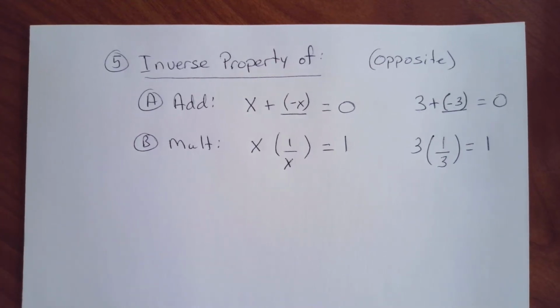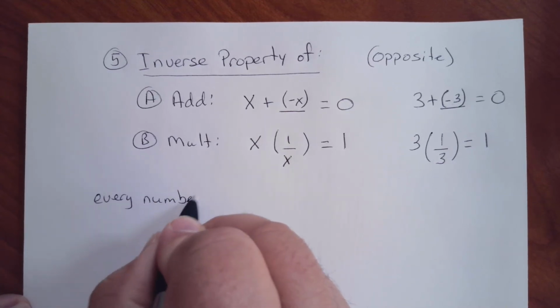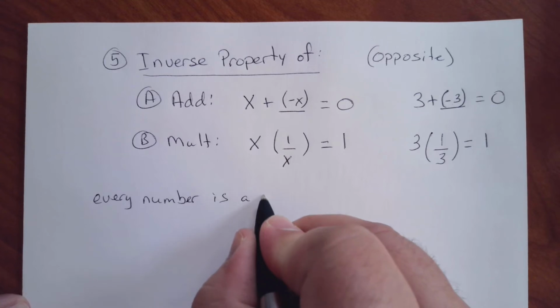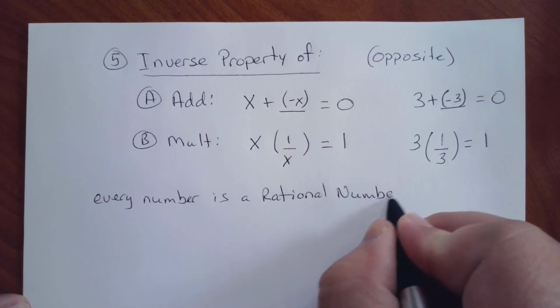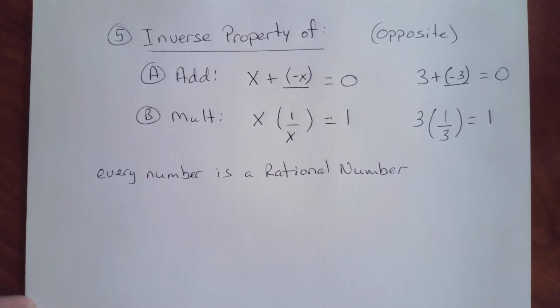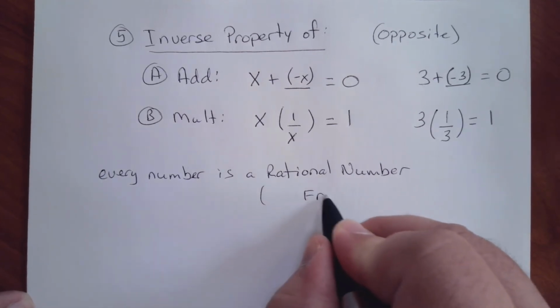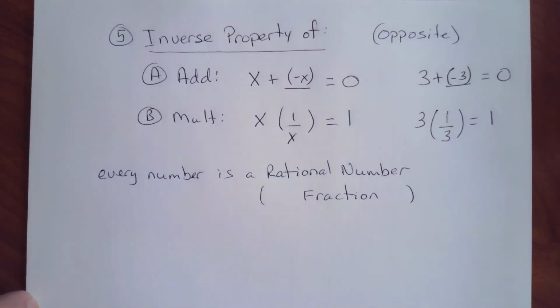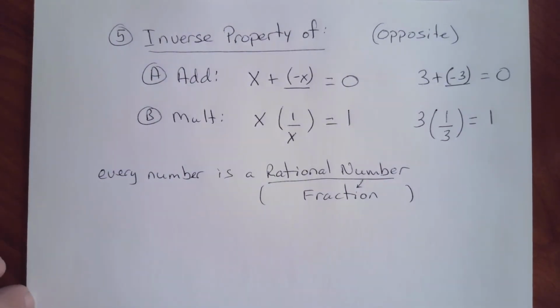Okay, now, here's the reason why. There's always a reason why. Every number is a rational number. Okay, that's just a fancy math way of saying every number is a fraction. Rational number simply means fraction. Every number is a fraction.